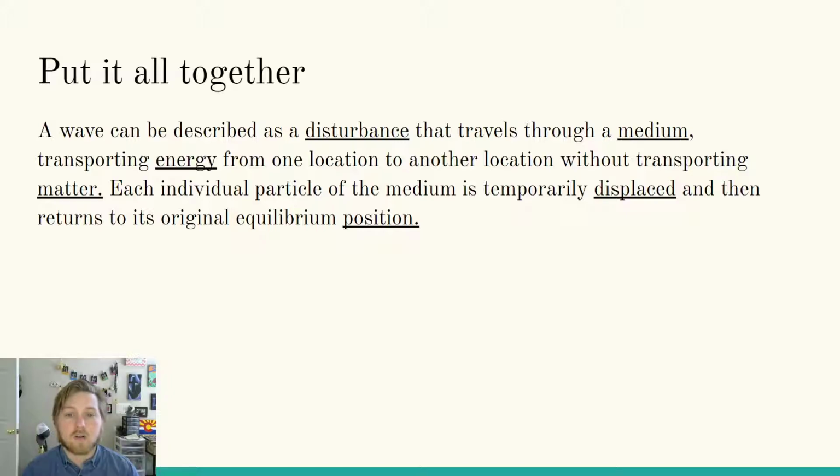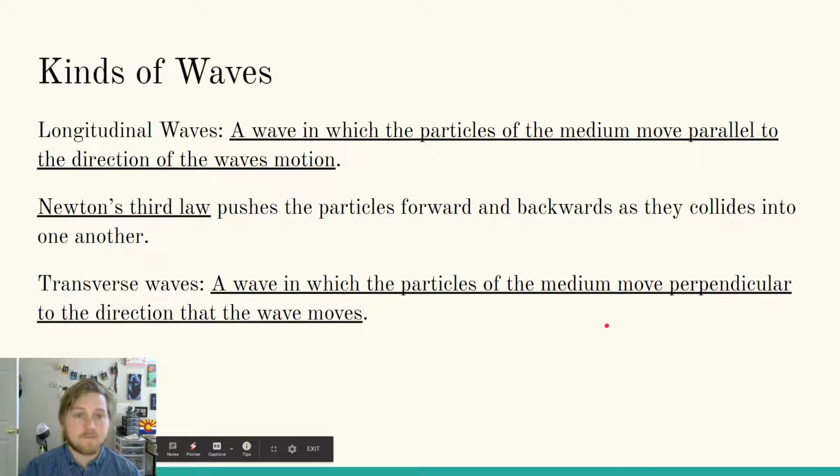Each individual particle of the medium is temporarily displaced, right? It either goes up and down or it's compressed, and then it returns to that equilibrium position. So this is our in-depth definition of what a wave is. And so that way we know all of the different parts. So I have the simple definition at the beginning, but this one includes everything that we should know. All right. So some different kinds of waves and some different little explanations that can help us understand it.